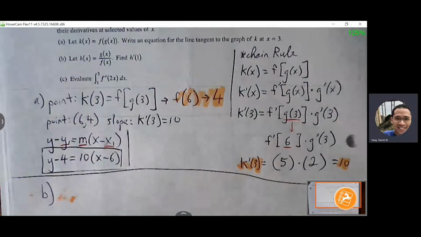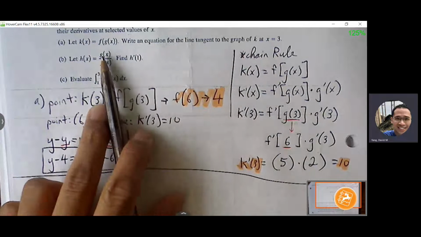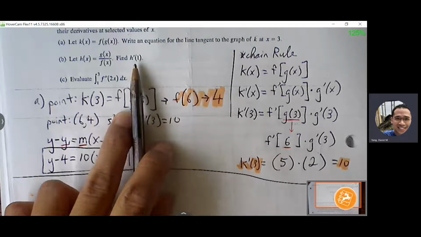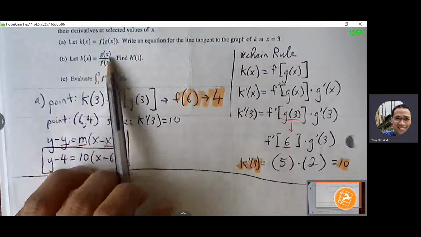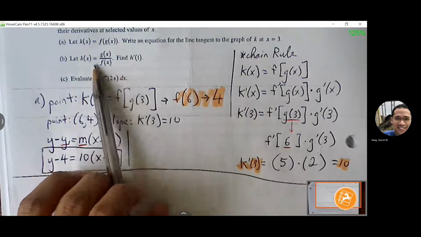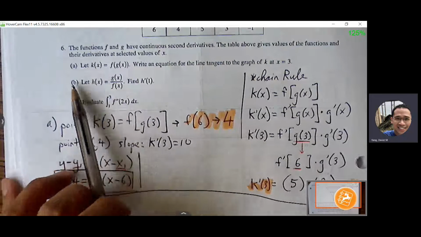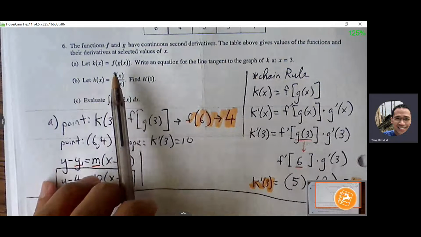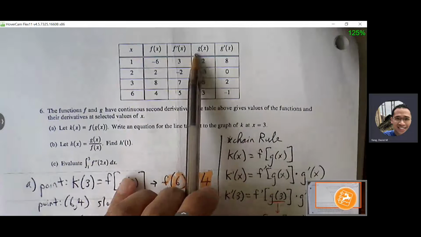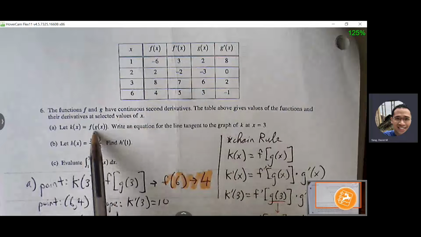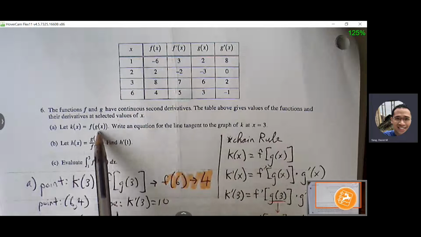Part B, let h equals g over f, find h prime of 1. So what do we have to go through to find the derivative here? Quotient rule, right? I think a lot of students want to take a shortcut. They just do g prime over f prime, and they just find g prime of 1 over f prime of 1. That's not quite it.